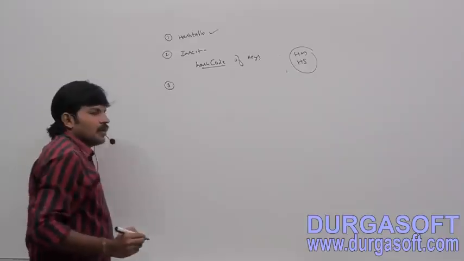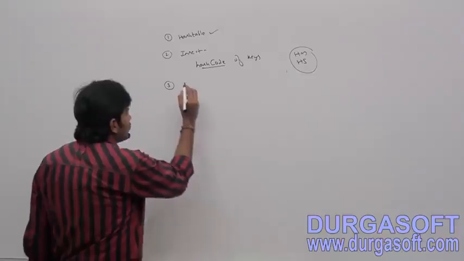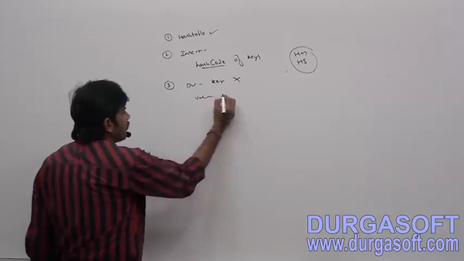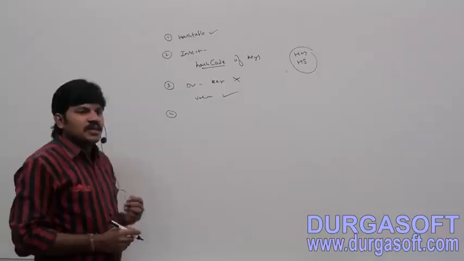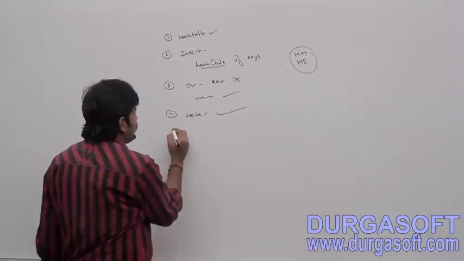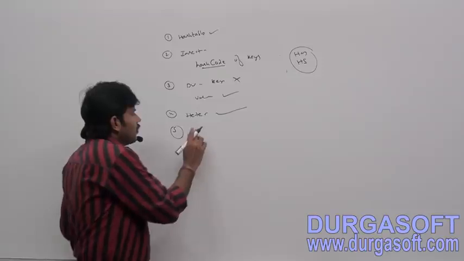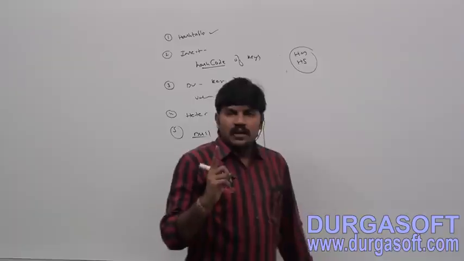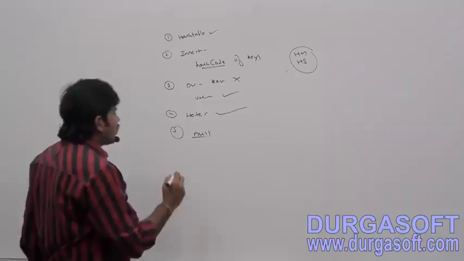Next, can you tell if duplicate keys are allowed or not allowed? Duplicate keys are not allowed, but values can be duplicated, right? Next, heterogeneous objects are allowed for both the key and values, no problem at all. Null is not applicable for the key, and not applicable for the value. Are you getting? Null is not applicable.